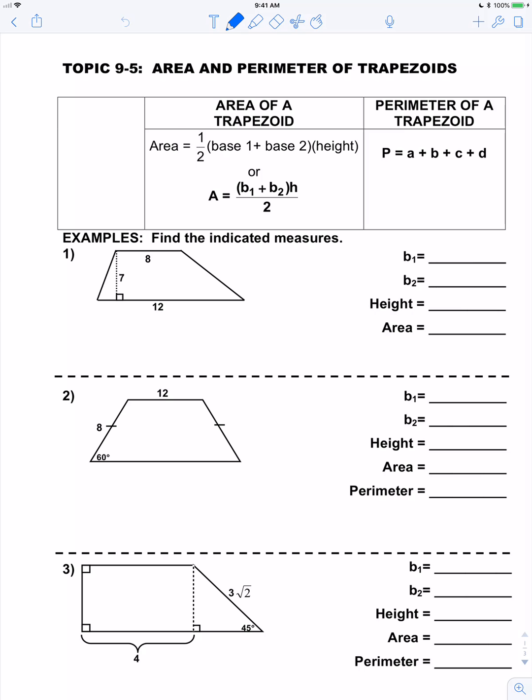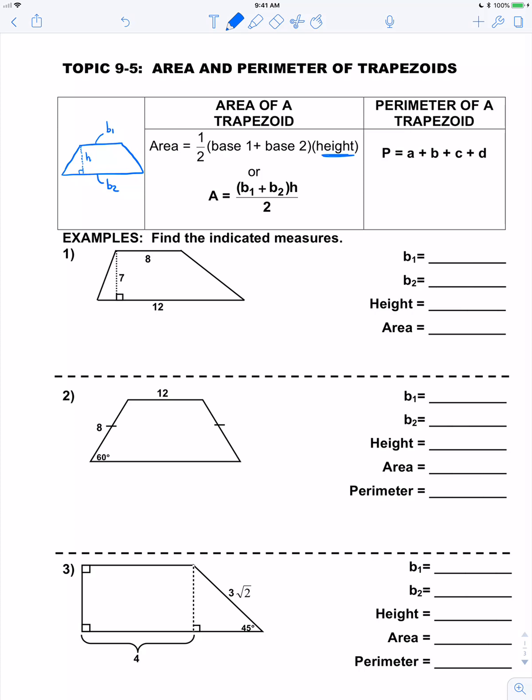Okay, so now we're going to talk about area and perimeter of a trapezoid. So remember, a trapezoid is a shape that looks something like this. All right, where this is going to be our base 1. This is our base 2. And remember, the height of a trapezoid, or any height, has to create that 90-degree angle to it. That's got to be our height.